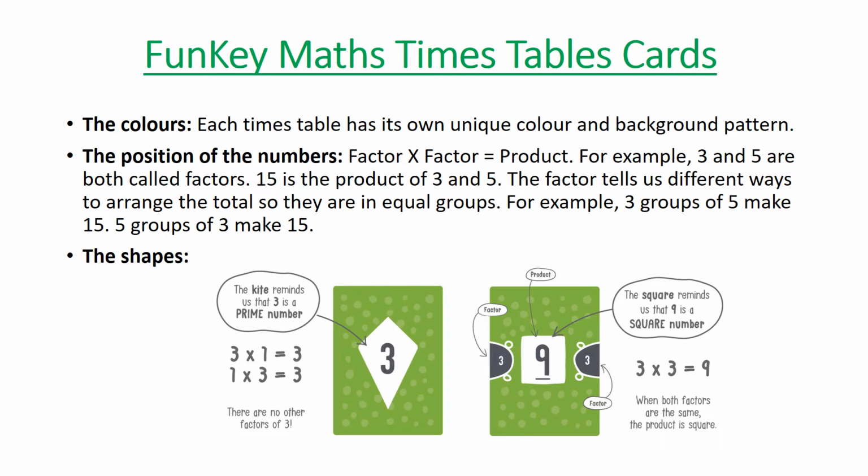To help us with recognising that, there are shapes. So as you can see, as 9 is a square number, it is in the shape of a square. The kite reminds us that 3 is a prime number. 3 times 1 equals 3, and 1 times 3 equals 3. There are no other factors of 3.